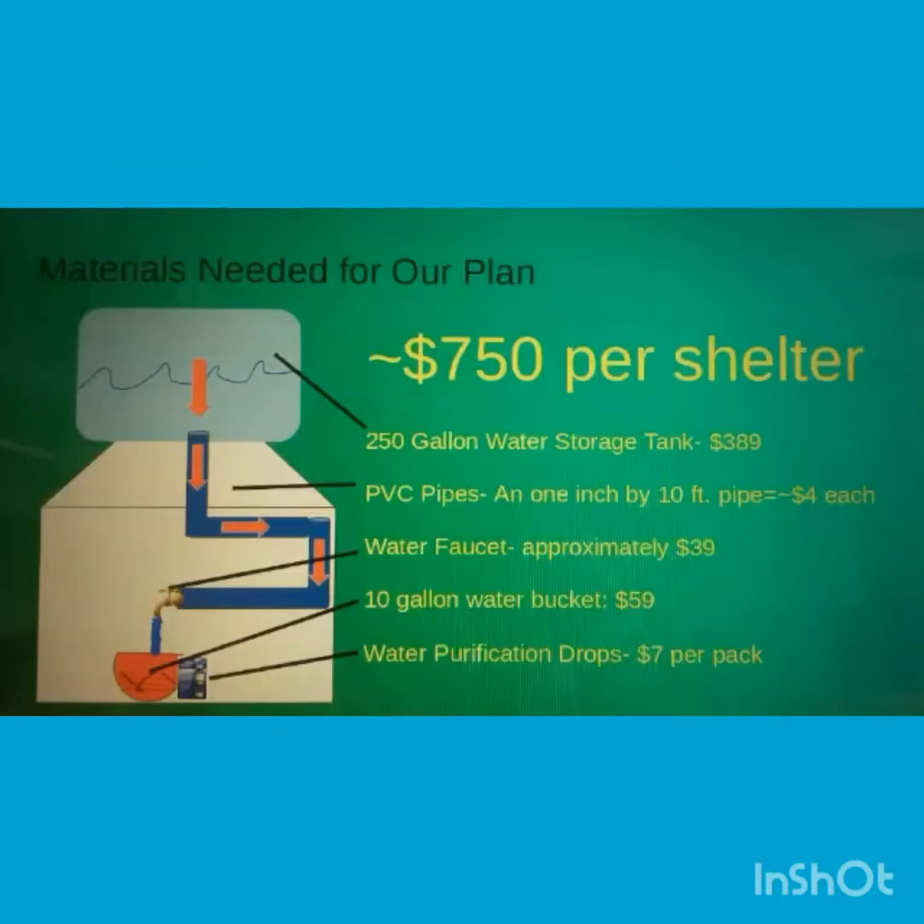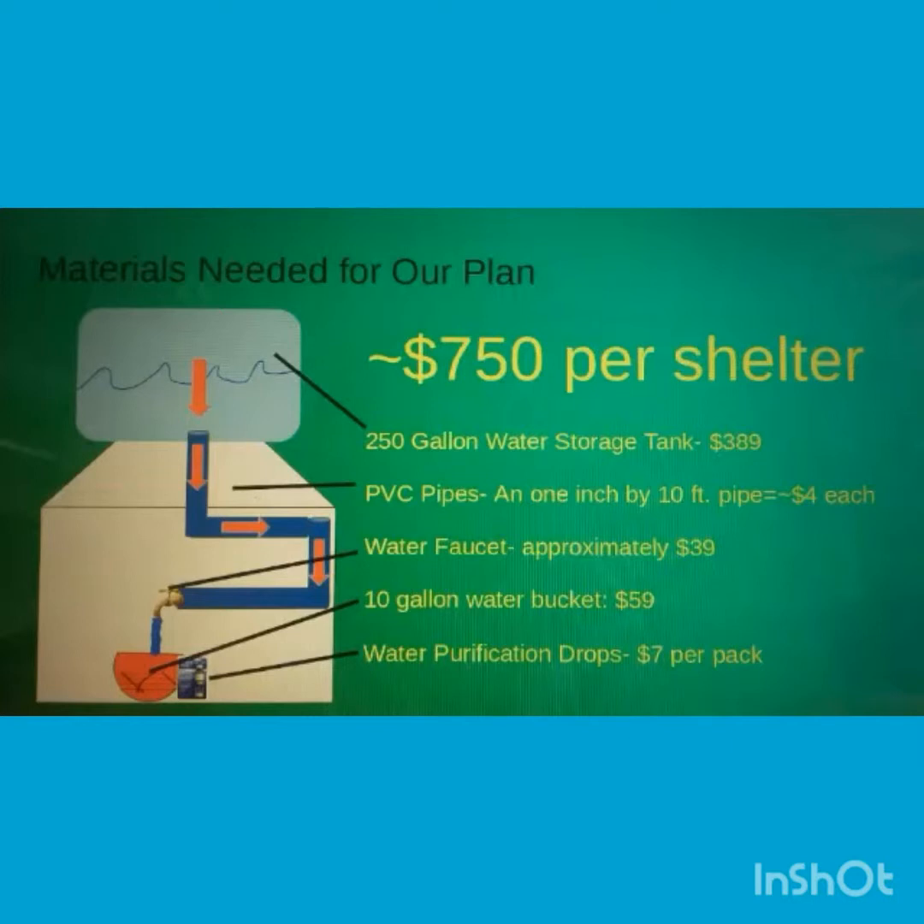These are the materials that we need overall for our prototype. As we said in our videos, we are going to be needing PVC pipes, a water faucet, a water storage tank, a water collection bucket, and water purification tablets. Overall, the plan will cost around $750 per household in American dollars, which does not include the cost of construction.